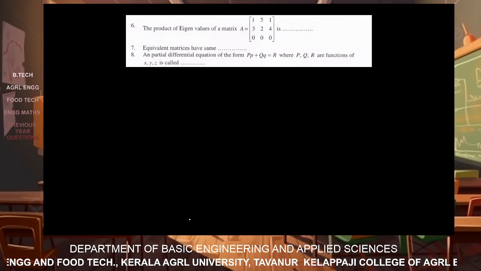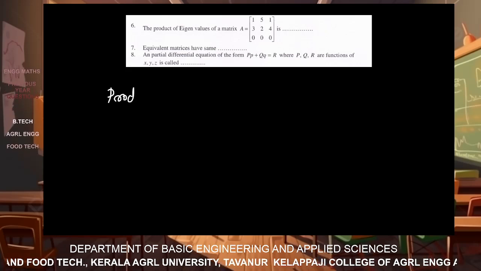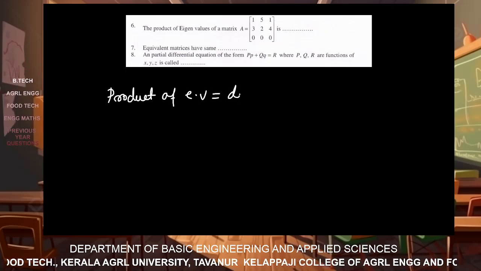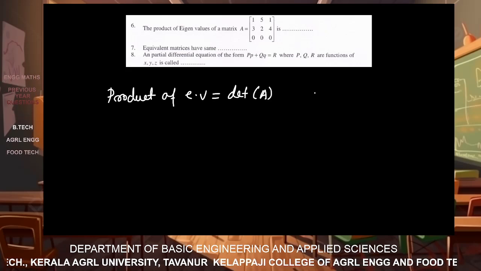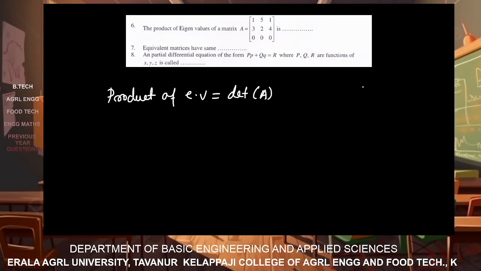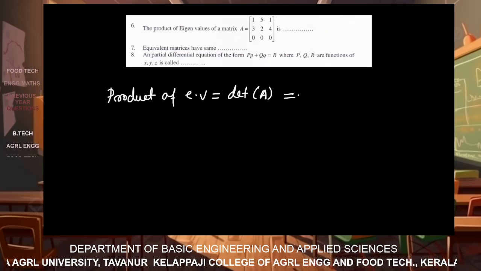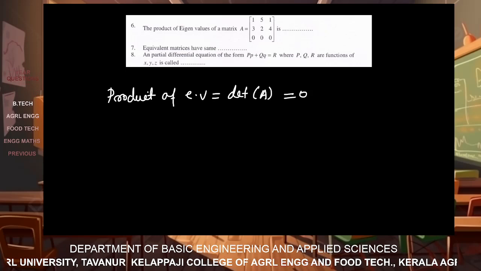Product of eigenvalues of this matrix. We know that the product of eigenvalues is nothing but the determinant. And since one of the rows of this particular matrix is 0, that means the third row is equal to 0, so here the determinant is 0. So the product of eigenvalues is actually 0.